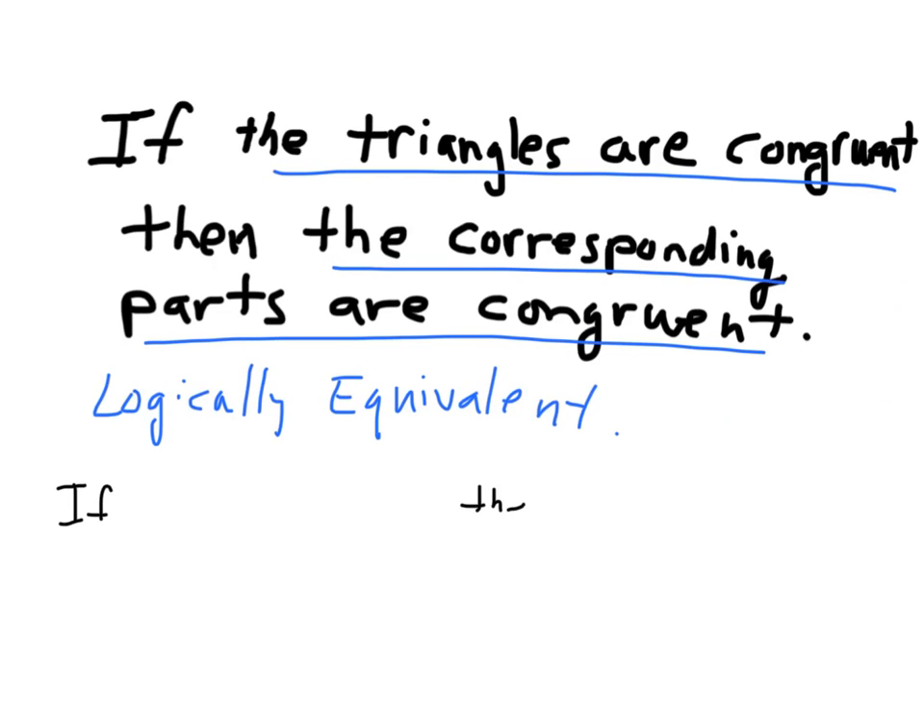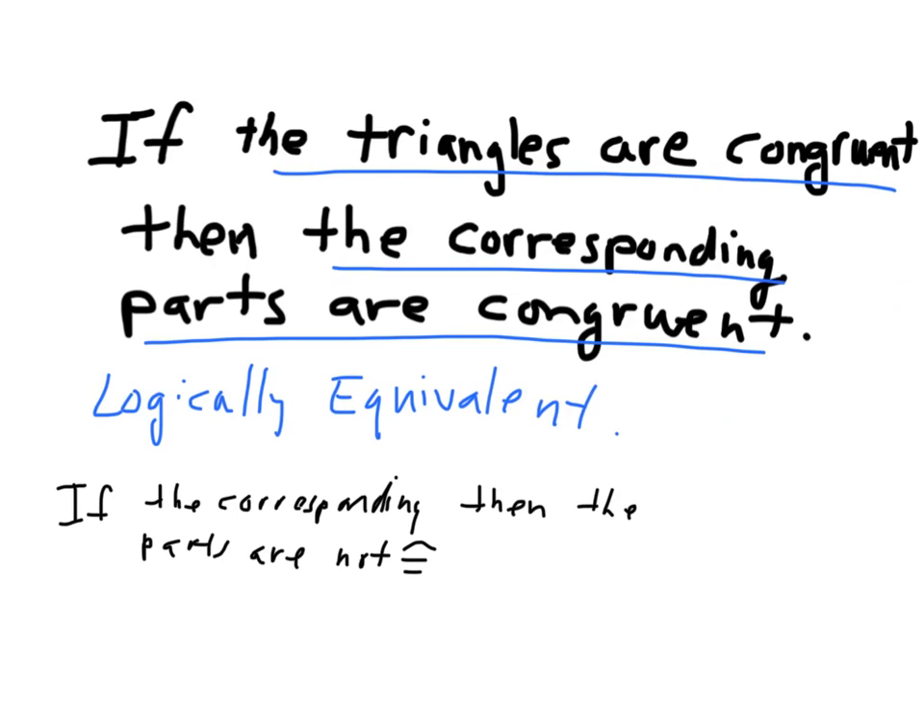we create the contrapositive. So the contrapositive would be if the corresponding parts are not congruent. And we'll finish with the opposite of the beginning. Then the triangles are not congruent. And that makes sense too. If the parts aren't all congruent, then how can the triangles be congruent?